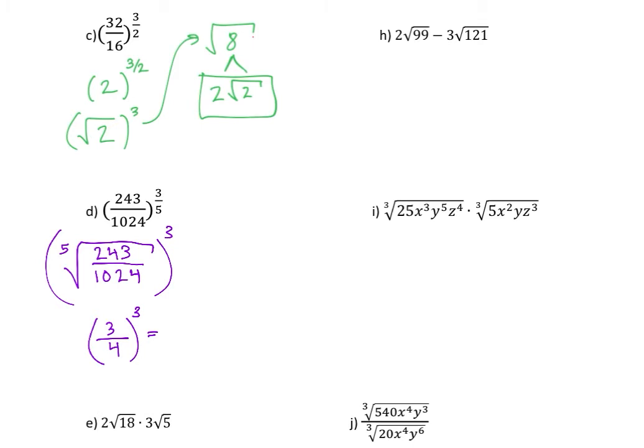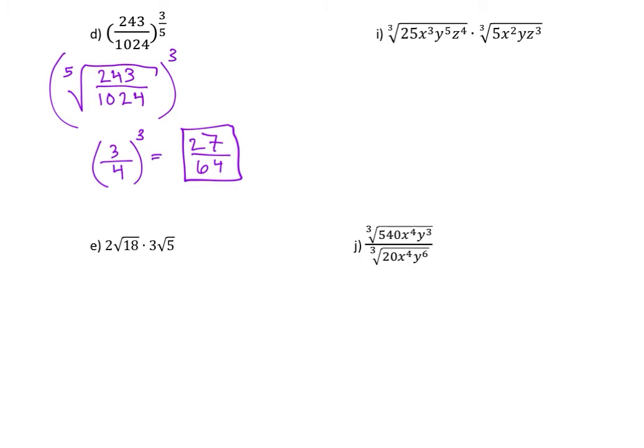Then, once I do that, I'm going to just cube each one. 3 cubed is 27, and 4 cubed is 64. There is our final answer.